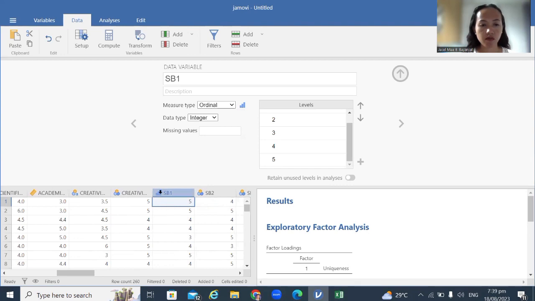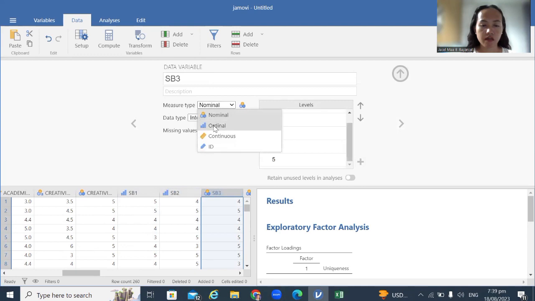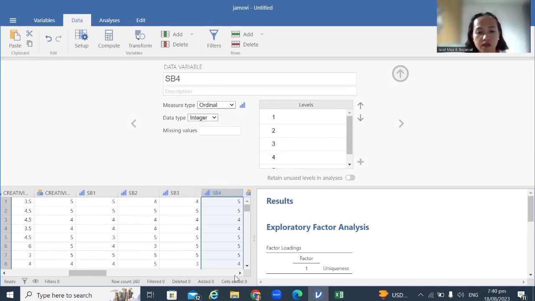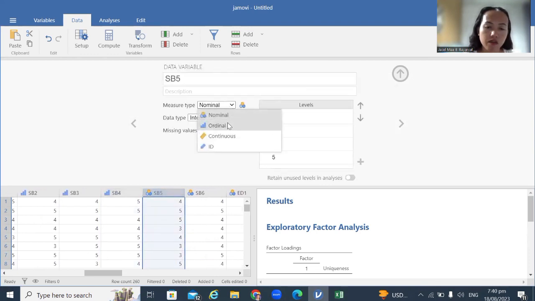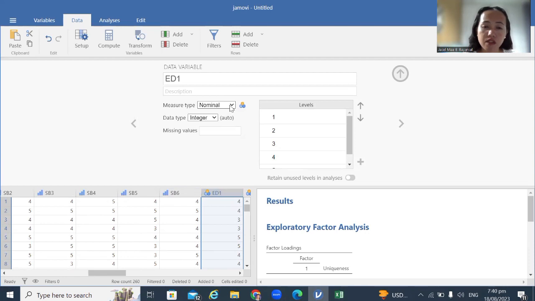So for SB1, SB stands for surfing and browsing. This is ordinal. This is also ordinal data. And then we'll be having this one as ordinal data. This one is ordinal also. These are ordinal data. So we will change this one into ordinal. ED1 stands for encryption and decryption. We will be changing this one into ordinal.